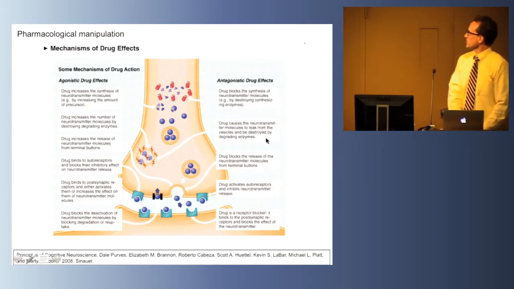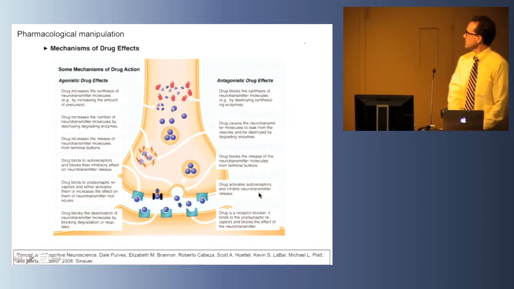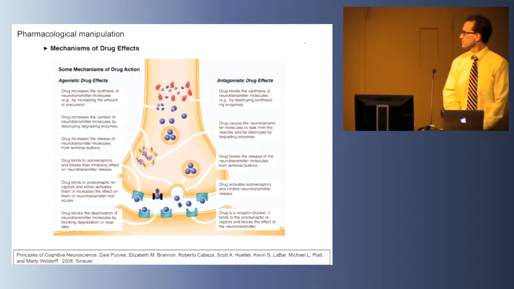Another antagonistic drug effect is causing the neurotransmitter molecules to leak from the vesicles and be degraded by enzymes outside the vesicles. A third antagonistic drug effect is to block the release. So when the vesicles bind, they may get stuck so that they don't release into the synaptic cleft. A fourth antagonistic drug effect is to activate the autoreceptors so that the axon thinks it's putting too much neurotransmitter out, so it down-regulates itself.